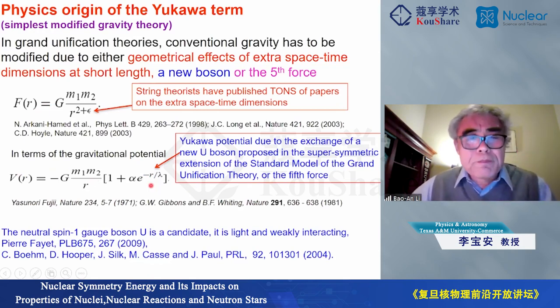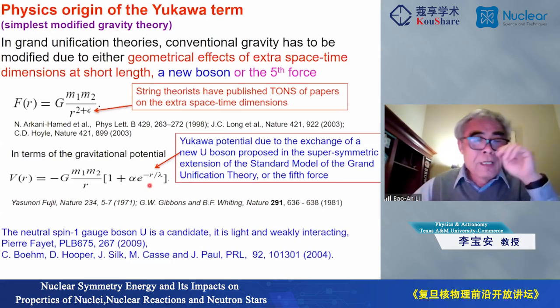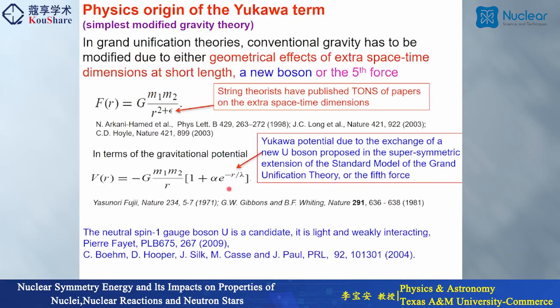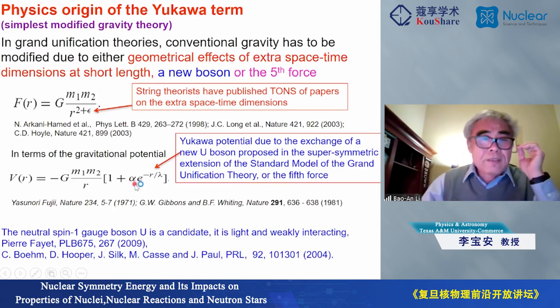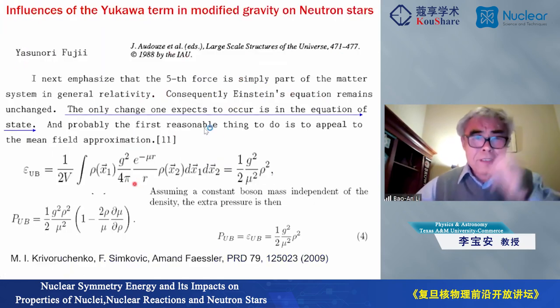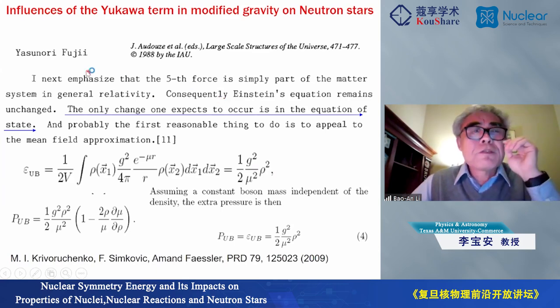So if you want to reduce your gravity to counterbalance the reduced symmetry energy or equilibrium state, you can use, for instance, a vector U boson, which will lead to a negative term here. Then it will modify your gravity, the strength of gravity.